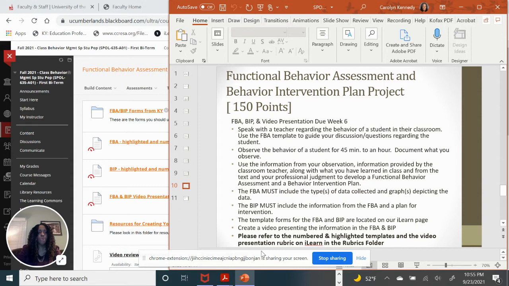In order to complete this assignment, you would start off by speaking with the teacher, unless you're the teacher of record in the classroom, then you could do this with one of your own kiddos in your class. But otherwise, you would speak with a teacher regarding the behavior of a student in their classroom.